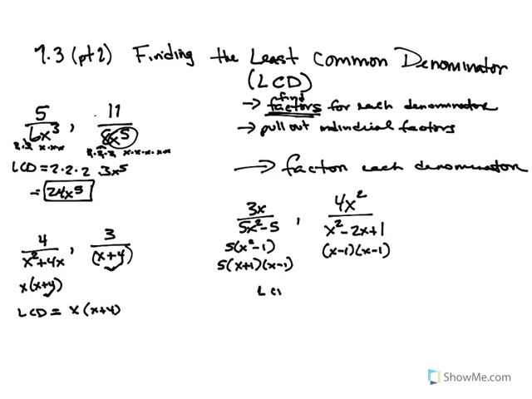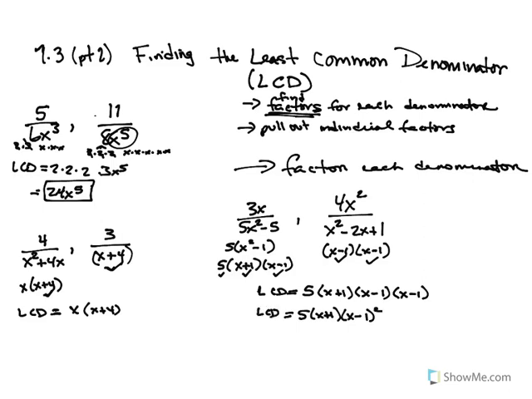So when I'm looking for my LCD, we're going to pull out the common factors. What do we see? I see a 5. Check. I see an x plus 1. I see an x minus 1. And I see another x minus 1. Okay? So it would be 5 times x plus 1 times x minus 1 squared.